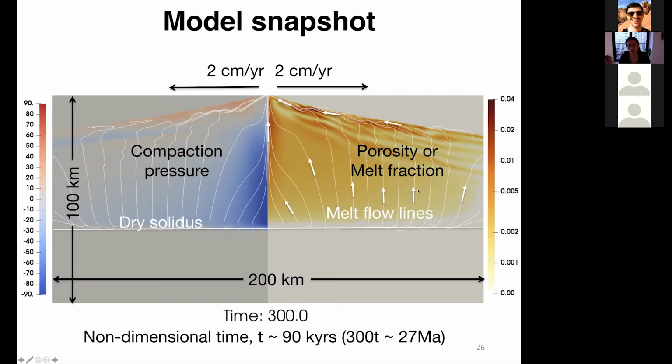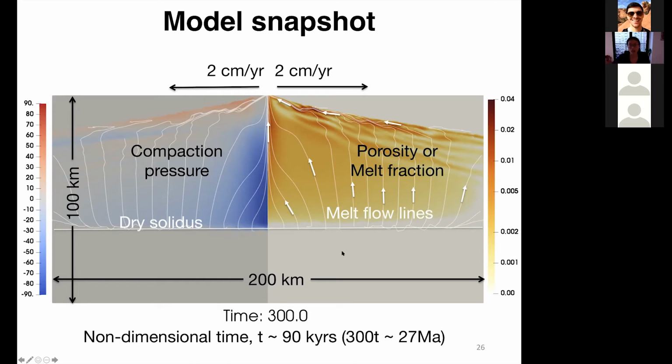And then on the right here, you have the porosity or melt fraction. So that's like a fraction, where 0.01 here would mean 1% volume fraction melt. And then in white, you have the melt flow lines. So essentially, you can see the melt transport patterns. And again, this is 100 kilometers deep and 200 kilometers wide.